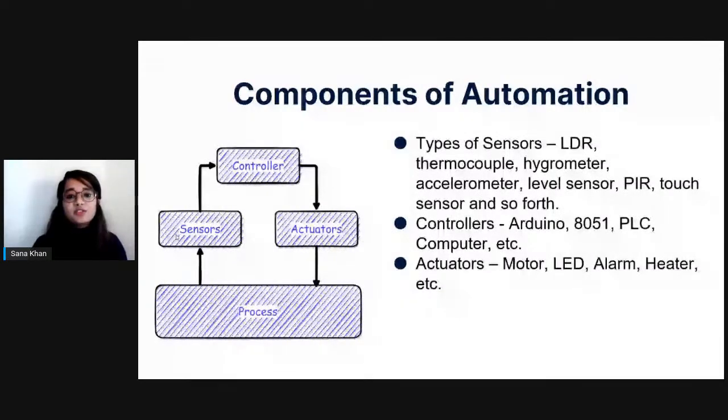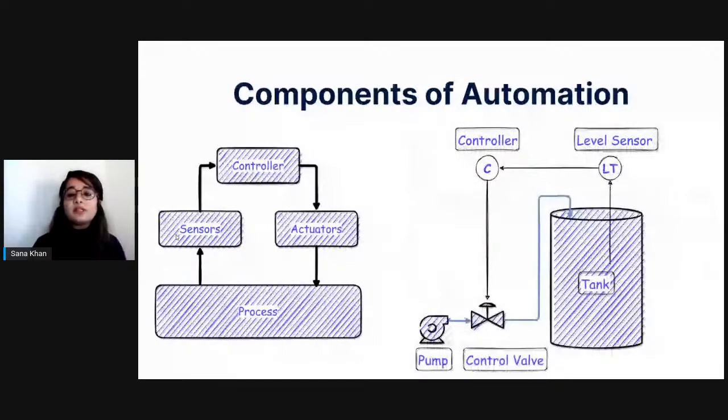So if you've understood the components which are put on the left-hand side, I have put the image of the previous example that we have considered of the level sensing mechanism over here. So let's try to correlate both of them. So here, my process is to control the valve to basically switch it off when the tank is filled to an optimum level. So here, the level sensor that we have employed is the LT sensor that you can see over here.